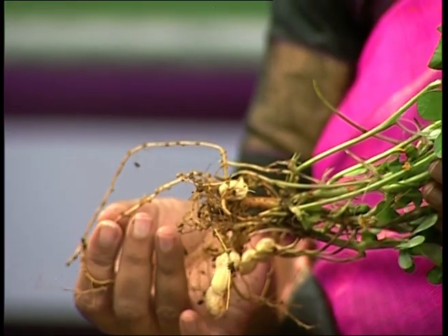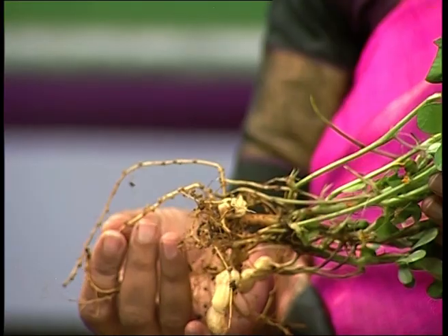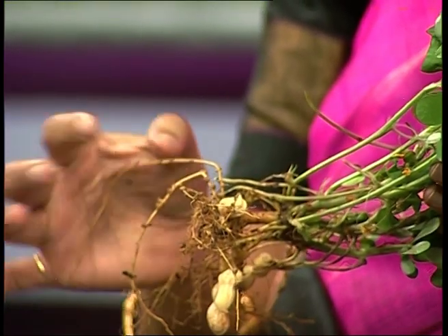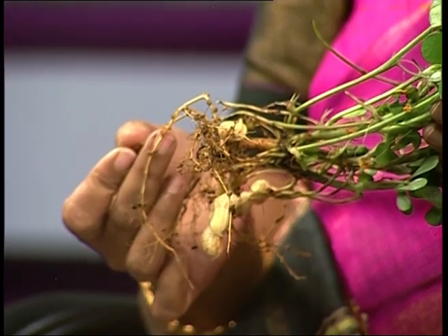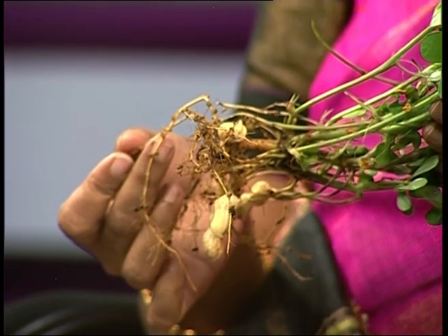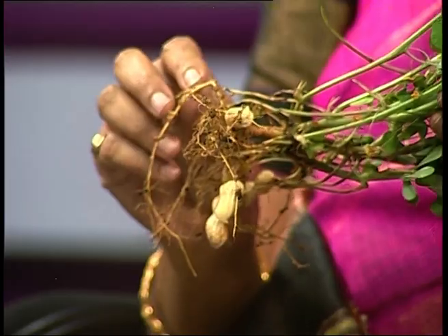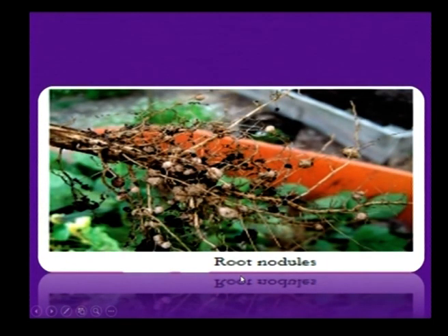Children, did you observe the roots of leguminous plants? These roots have some nodules. These are called root nodules. This is seen only in leguminous plants, and Rhizobium bacterium lives in these root nodules. This is the best example for mutualism. Here bacteria and plant live along with each other. Bacteria help in nitrogen fixation.